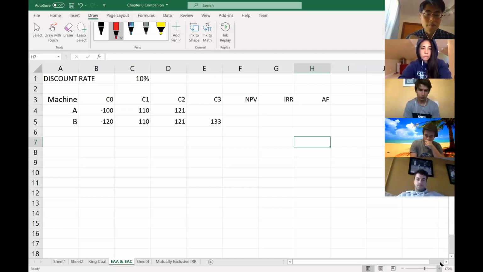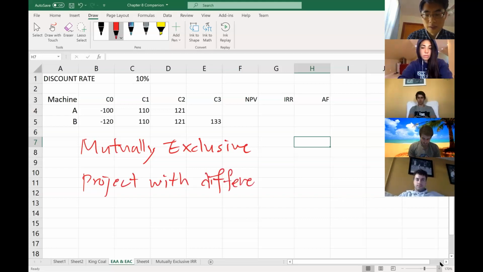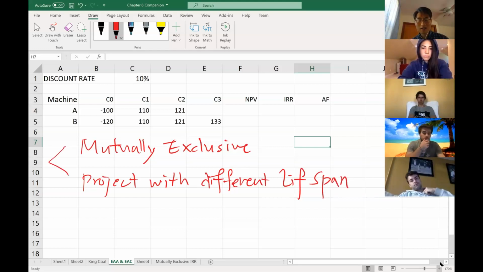Now, I told you that mutually exclusive. Project with different lifespan. So when these two conditions are met, now we have to introduce the concept of EAA. Okay. So I told you that the assumptions on the reinvestment rate is very important, right? So in case of EAA, right, unlike NPV, we are assuming that these projects are recurring projects.